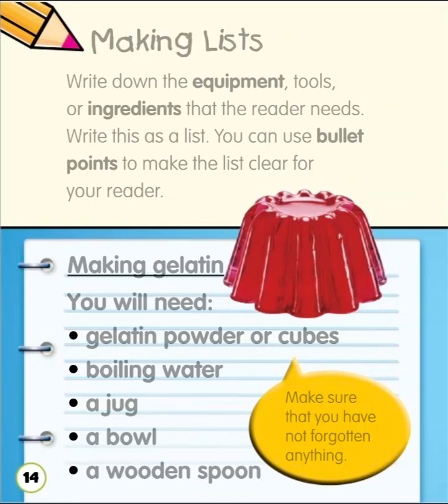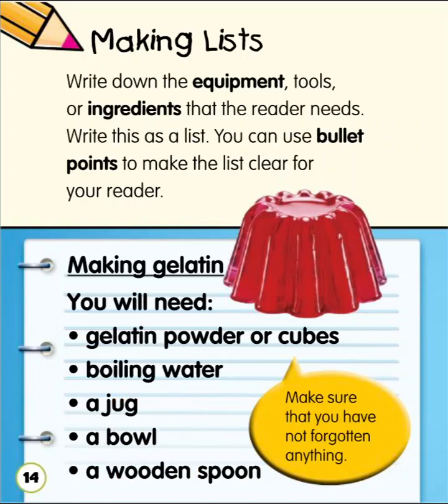Making lists. Write down the equipment, tools, or ingredients that the reader needs. Write this as a list. You can use bullet points to make the list clear for your reader. Make sure that you have not forgotten anything. Making gelatin. You will need gelatin powder or cubes, boiling water, a jug, a bowl, a wooden spoon.